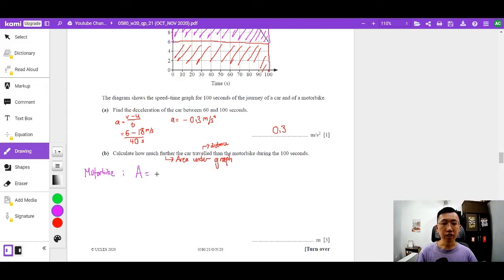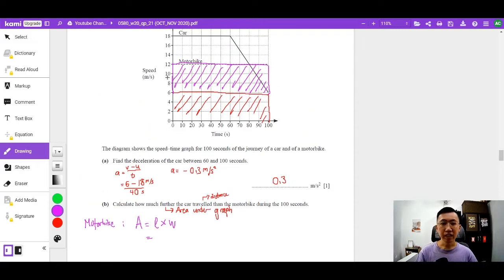Okay, area is length times width for rectangle. Length, so from 0 to 100, observe 0 to 100, so length is 100. Width, so this is like your width here, from 6 to 12, so your width is 6. Multiply with 6, so you get 600. Okay, now your area, this is the thing that students always make mistake. They thought area, oh, meter squared. No, in fact, for this, remember area is representing your distance, so you just write meter.